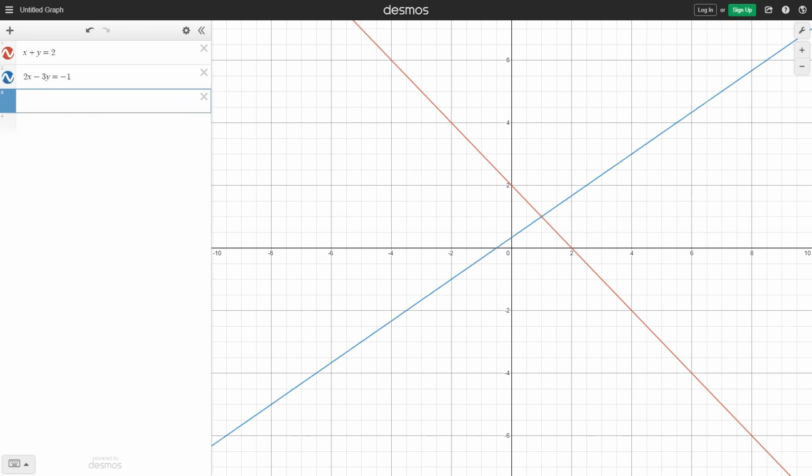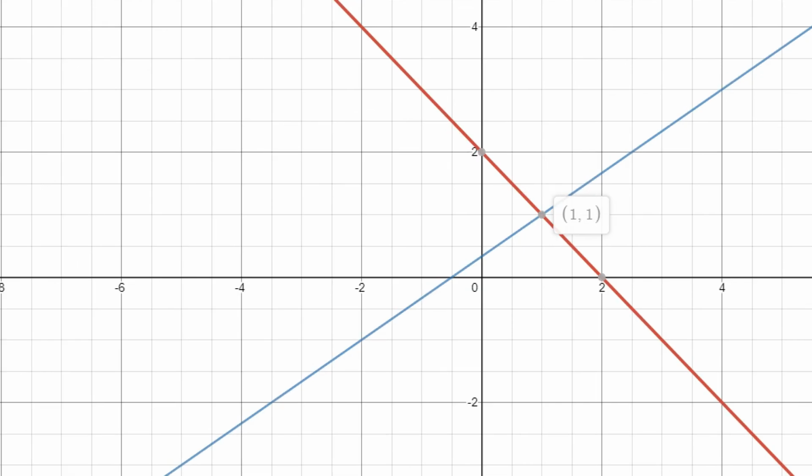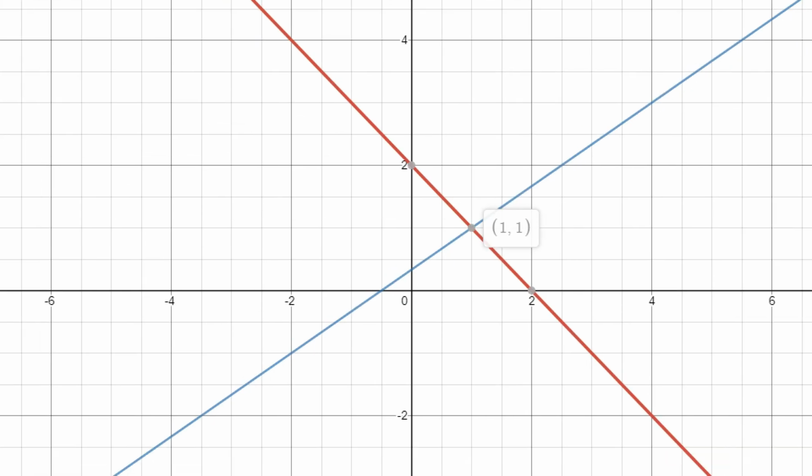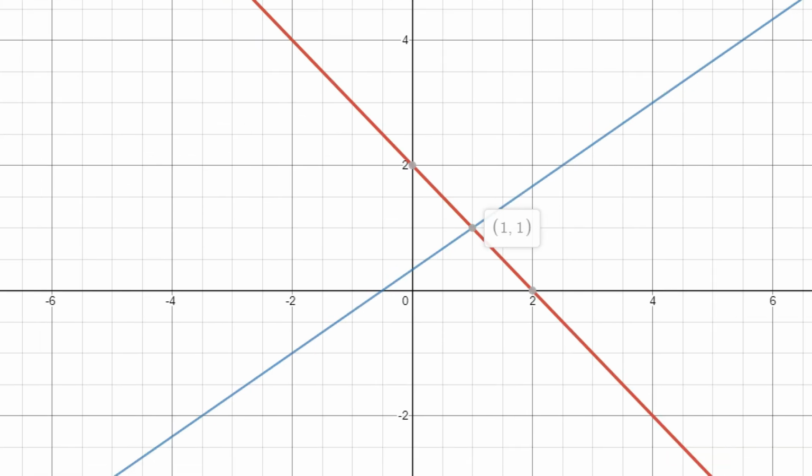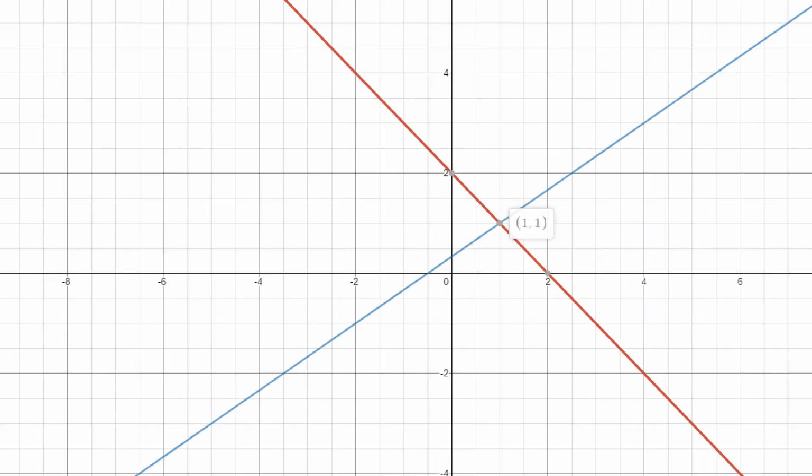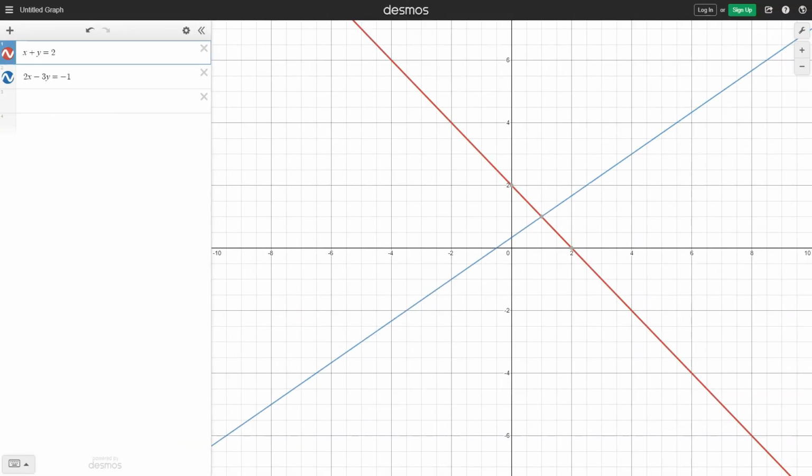You can see it here, the blue line, and the point in which they intersect is, if you can zoom this, 1 and 1. X is 1 and y is 1. So that's it.